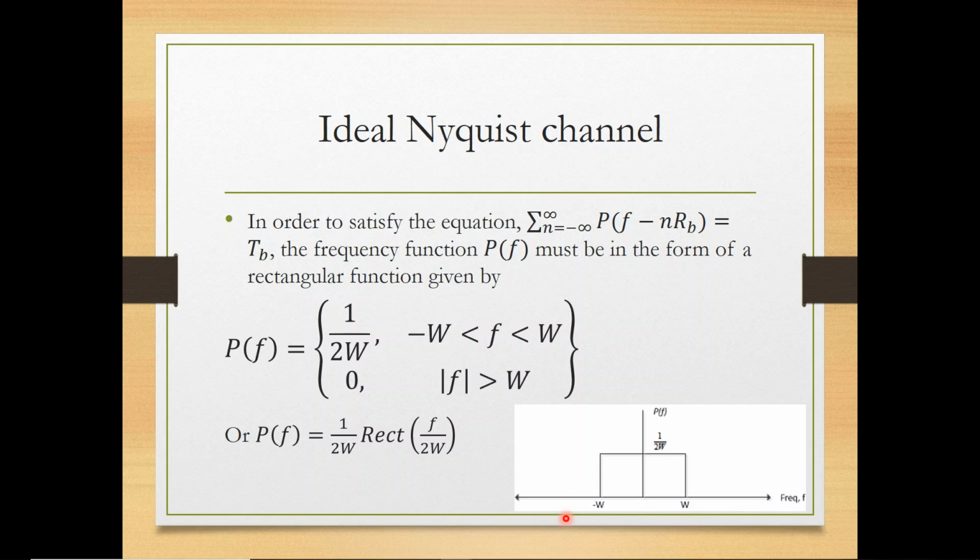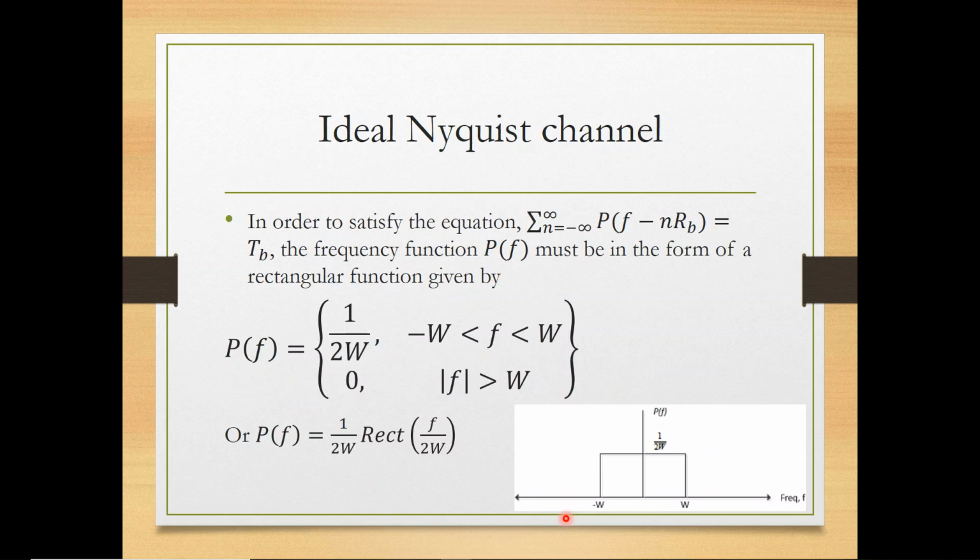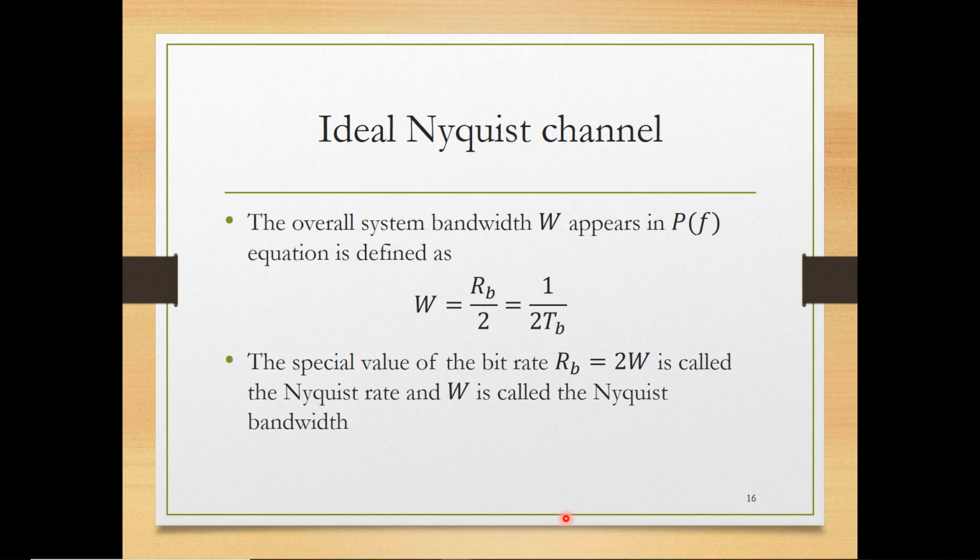So this is in the frequency domain. What will you get in time domain? You will get sinc. Because how do you go to the time domain? Inverse Fourier transform of this. You get sinc with proper parameters, with the proper values at the x and y axis. So the overall system bandwidth W appears in the P of F equation, which is defined as follows.